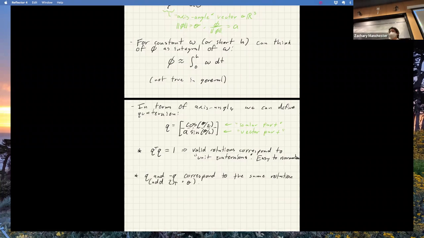So this has a name in group theory lingo. This is called a double cover. So there's 2 quaternions for every physical rotation. And that does do weird things occasionally. It's something you occasionally have to think about in a control context.